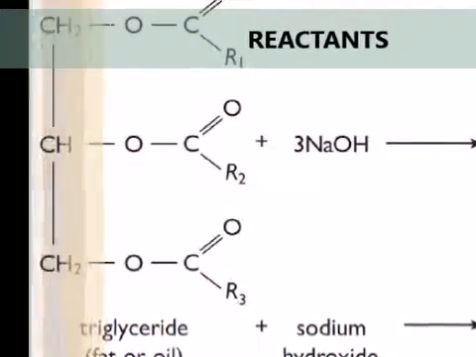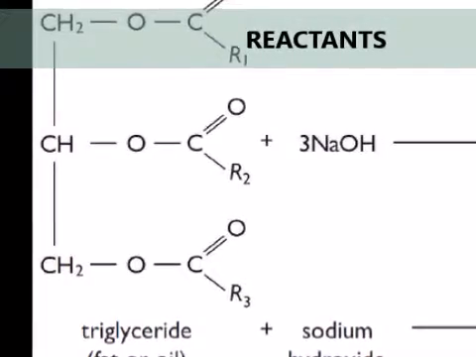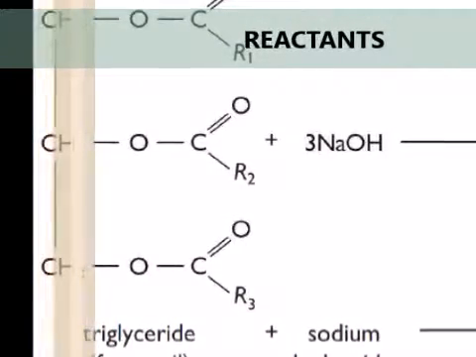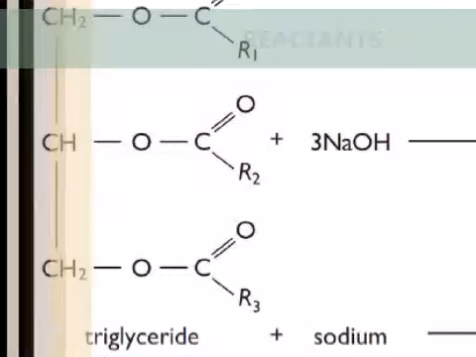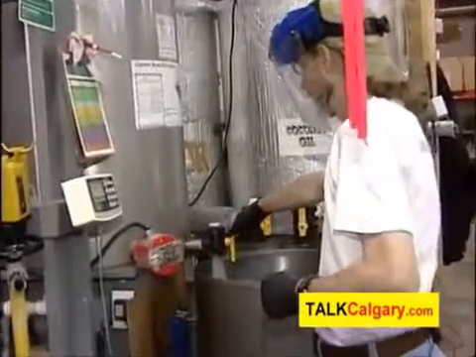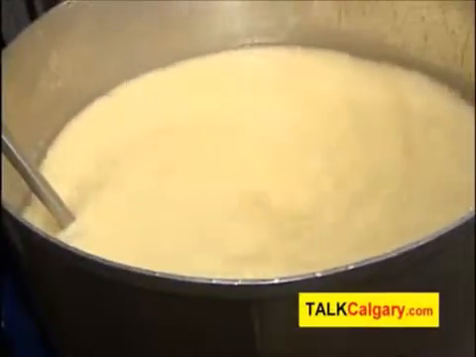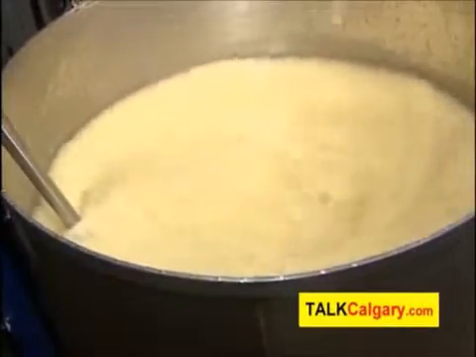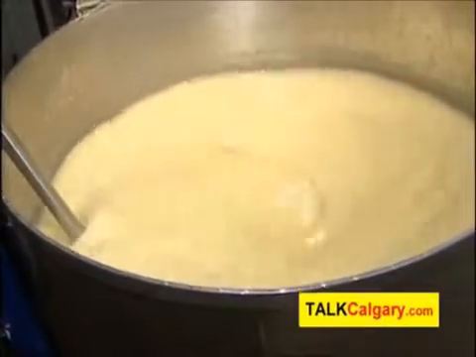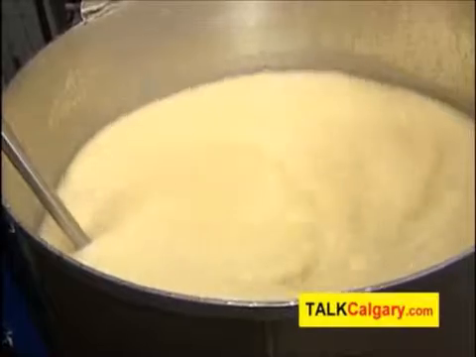The second component is a strong lye solution, which is typically sodium hydroxide or potassium hydroxide. Sodium hydroxide is used to make hard bar soap, while potassium hydroxide is used to make liquid soap. The saponification reaction is basically a reaction in which the ester is heated in the presence of a base.